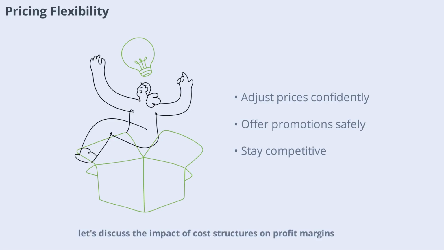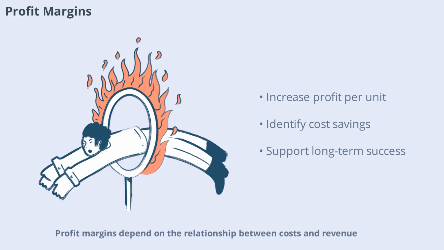Next, let's discuss the impact of cost structures on profit margin. Profit margins depend on the relationship between costs and revenue. By minimizing average and marginal costs, businesses can increase their profit per unit sold. Cost curves help identify areas for improvement and cost-saving opportunities. Maintaining healthy profit margins is essential for long-term success.